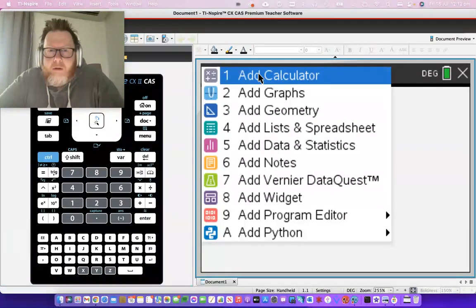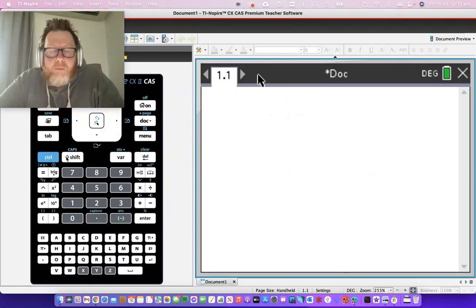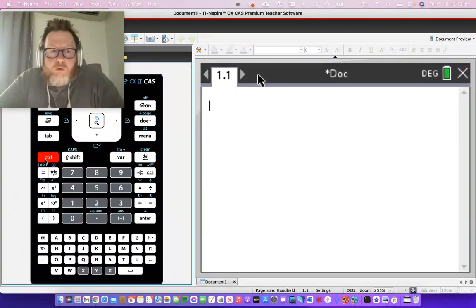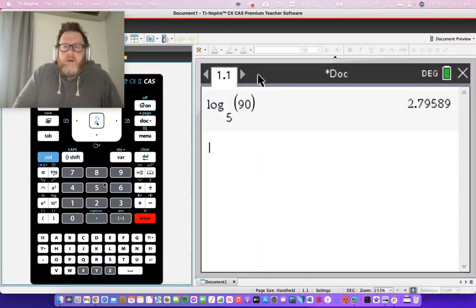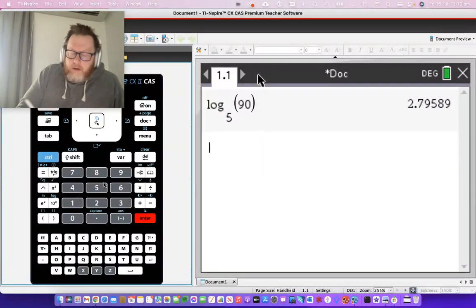Okay, so I'm going to add a calculator, and I'm going to use the log button here. So Control Log, it's base 5, and the value is 90, and it's 2.79589.